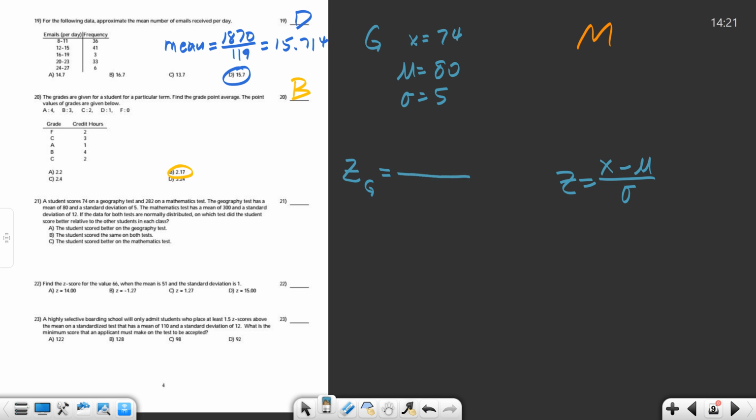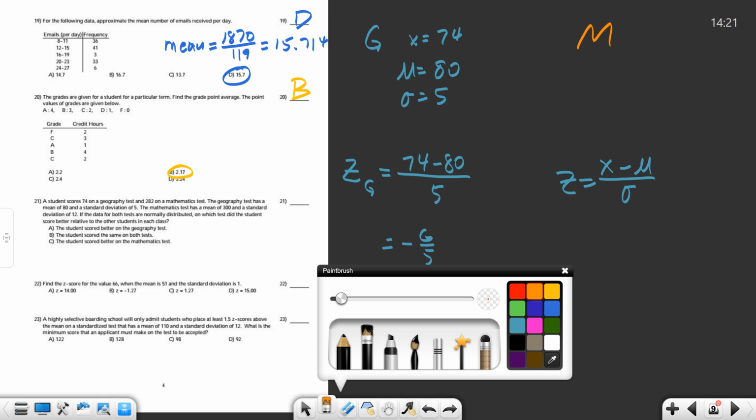So z equals 74 minus 80 over 5. Negative 6 over 5, which is negative 1.2. So the z-score for the geography test, I tried to call it geometry again, the geography test, the z-score is negative 1.2. That means the student scored 1.2 standard deviations below the mean. That means below the mean, right?